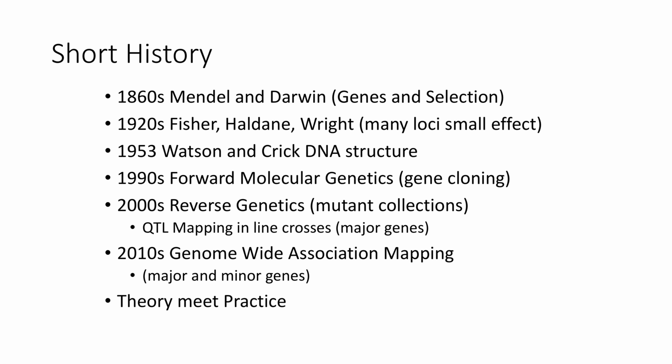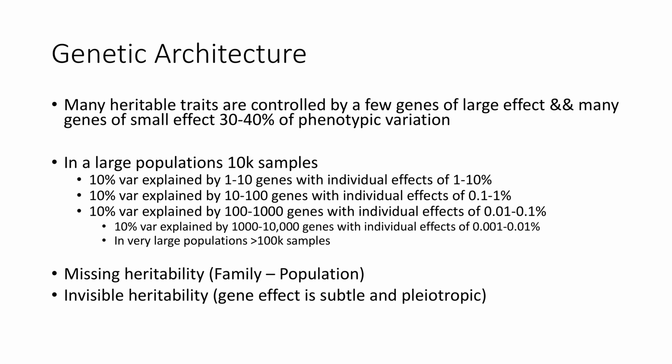In wild populations, there are so many changes, it's hard to identify the causative ones. And so by the 2010s, we moved to this era of genome-wide association, where we're both identifying these major genes that segregate often in Mendelian ways, and also the contribution of minor genes. So it's taken a century or more for theory to meet practice, and now it's a routine approach.